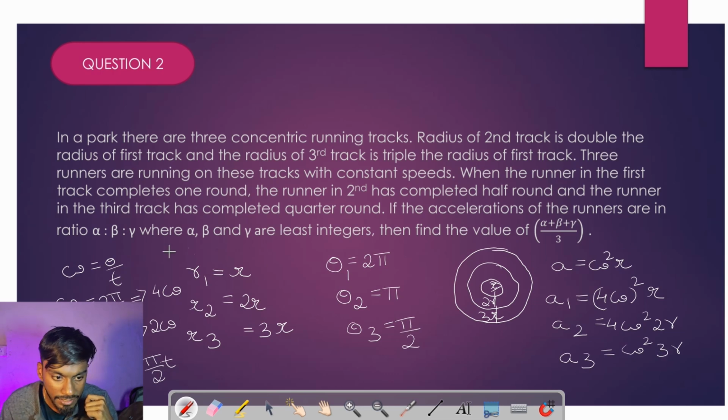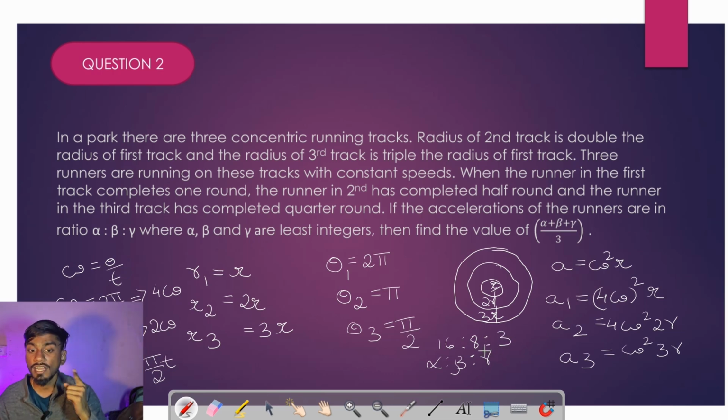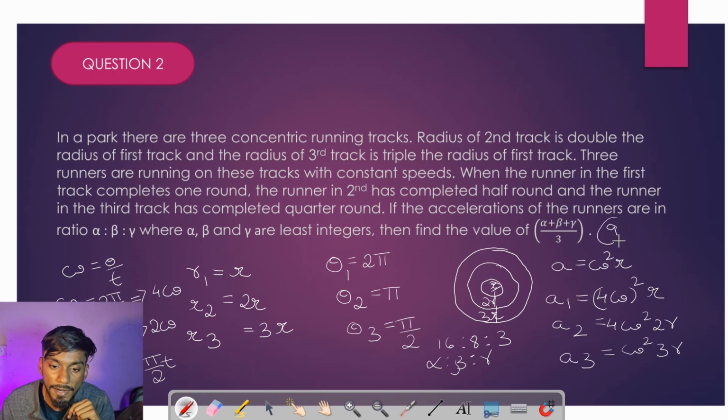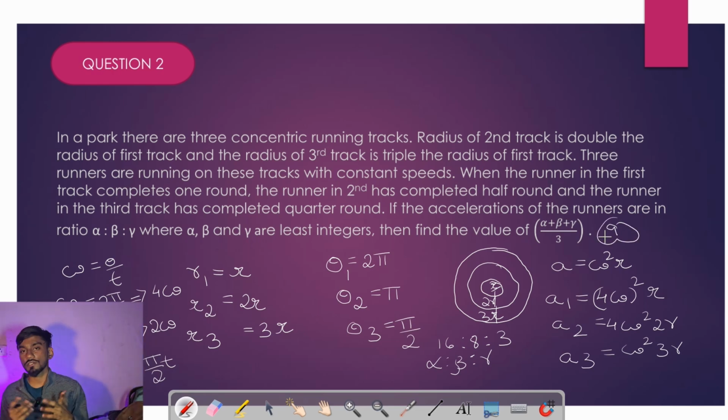That is nothing but, if I want the value of alpha is to beta is to gamma, finally that is 16 is to 8 is to 3. Got the point? Now they are asking you to find alpha plus beta plus gamma over 3. So 16 plus 8 is 24, 24 plus 3 is 27, so 27 by 3 gives me 9. So this particular question we have completed in just one slide.